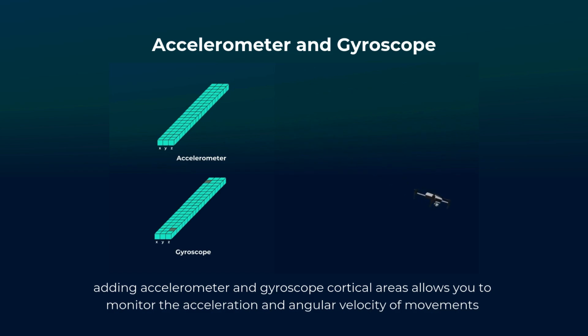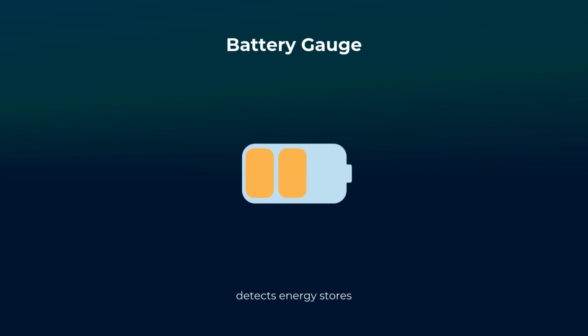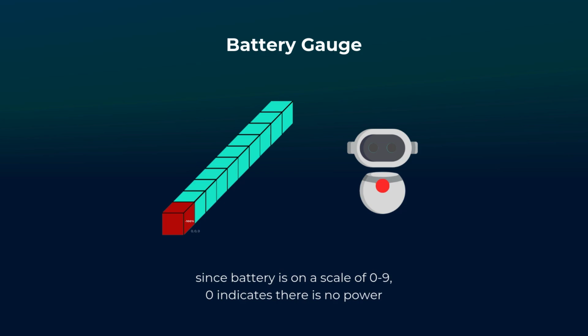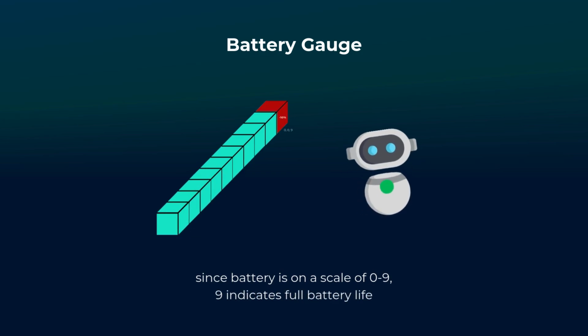The battery gauge represents the available battery level. The default dimensions are 1 by 1 by 10, indicating the power on a scale of 0 to 9. A value of 0 means there is no power, but a value of 9 means there is full power available.